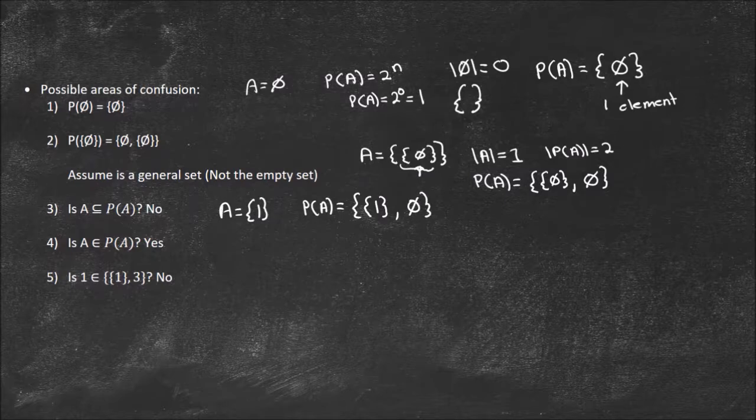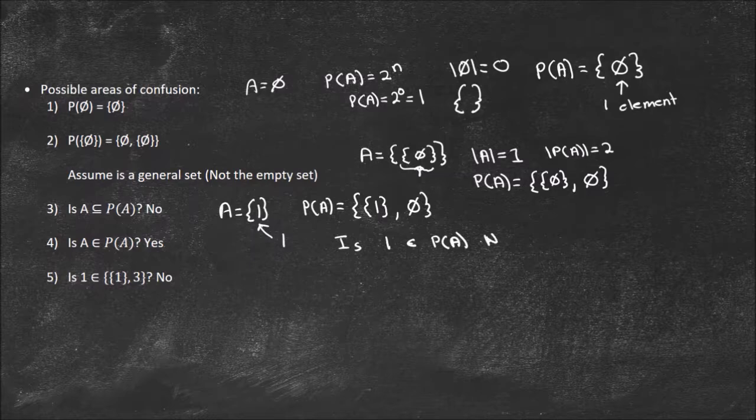So in this case, remember, B is a subset of A if all the elements in B are in A. So all the elements in A are 1, right? That's the element in A. Is that an element of the power set of A? So is 1 an element of the power set of A? If it is, then it's a subset, right? But if it's not, it's not a subset. This is where you have to be careful. 1 is not an element of the power set of A, because this answer is no.